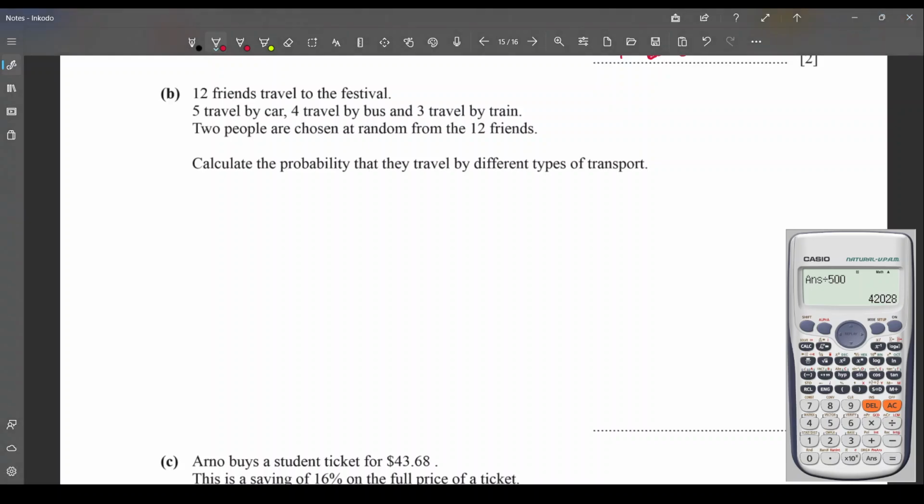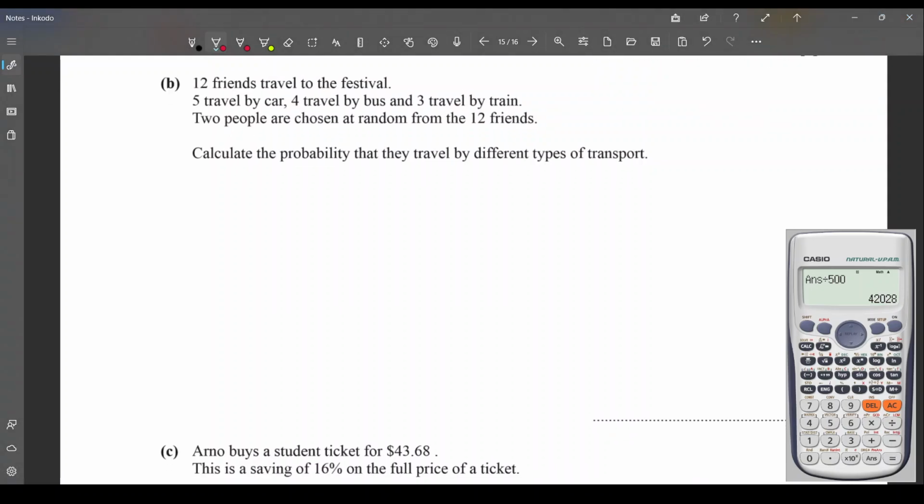Part B is a very interesting question. 12 friends travel to the festival. 5 travel by car, 4 travel by bus, 3 travel by train. So out of 12 friends, 5 travel by car, 4 travel by bus, and 3 travel by train. 5 plus 4 is 9, 9 plus 3 is 12. So they all selected the 3 different means of transport.